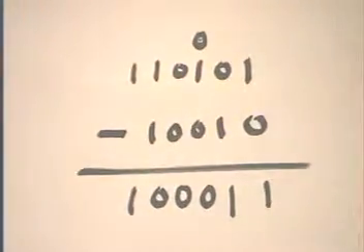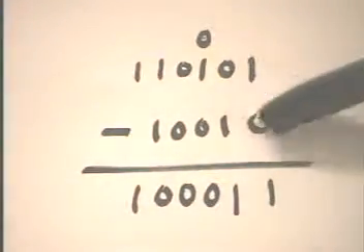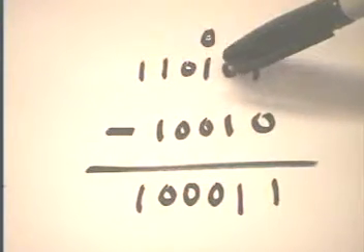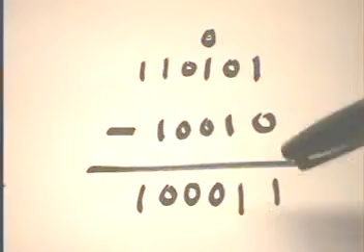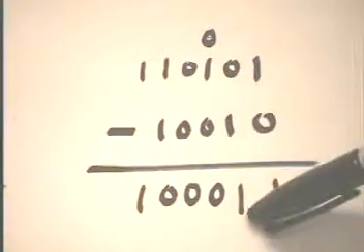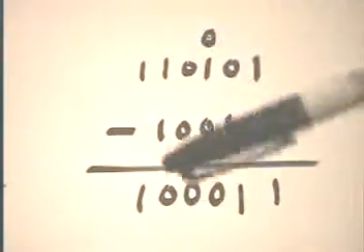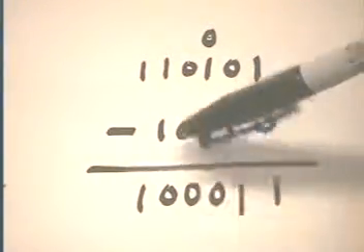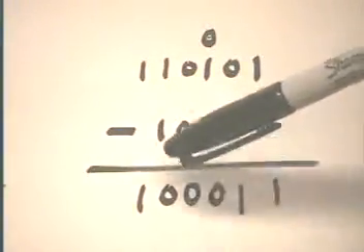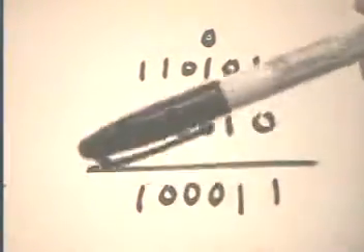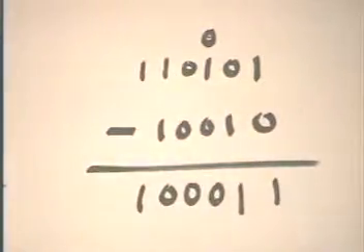Slightly more complex example here. 1 minus 0 is 1. 0 minus 1, we have to borrow the 1 from over here, which we'll replace with a 0. And we write down 1, 0 minus 1 is 1. Again, that becomes a 0. Then 0 minus 0 is 0. 1 minus 1 is 0. And we have the 1 here, minus effectively a 0 down here, giving us this result.